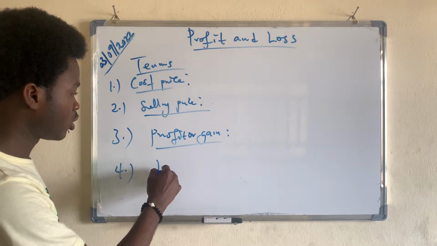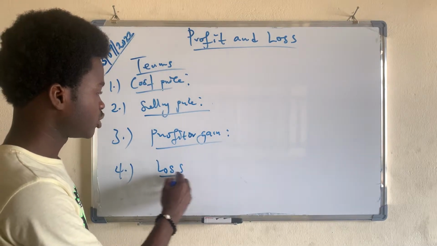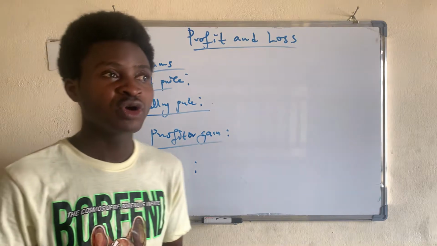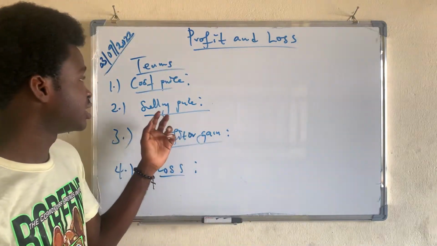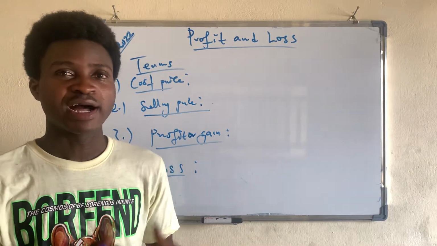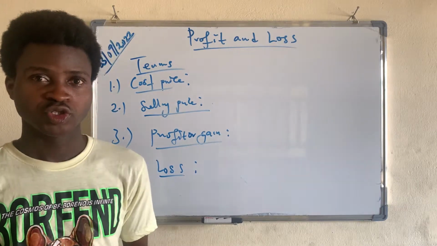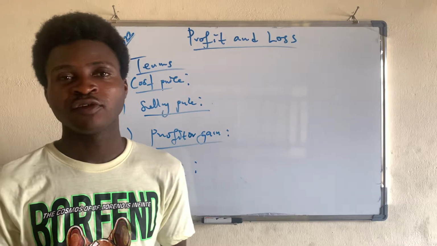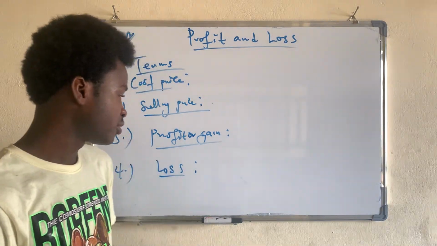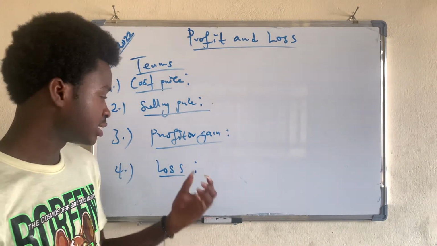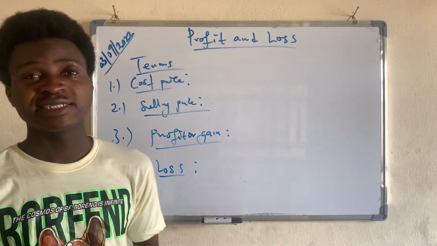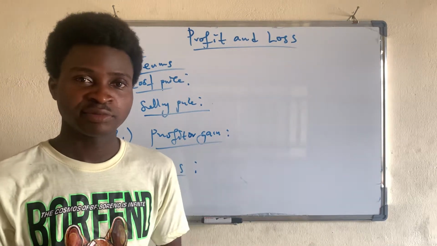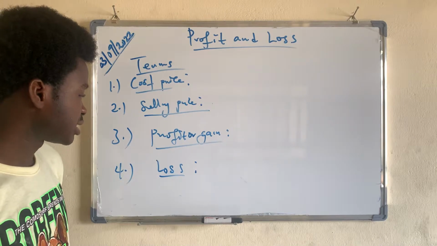We have loss as well. So when your cost price is greater than your selling price, you are at a loss. So that is simply what loss is. You purchase an article for some specific amount, and if the cost price is greater than the selling price, then you say you are at a loss.